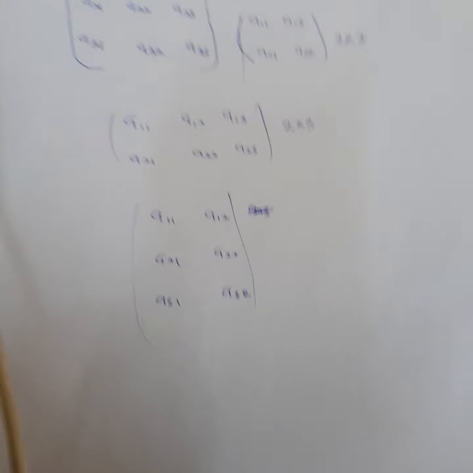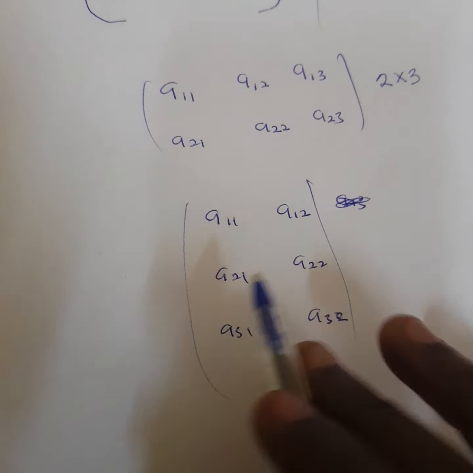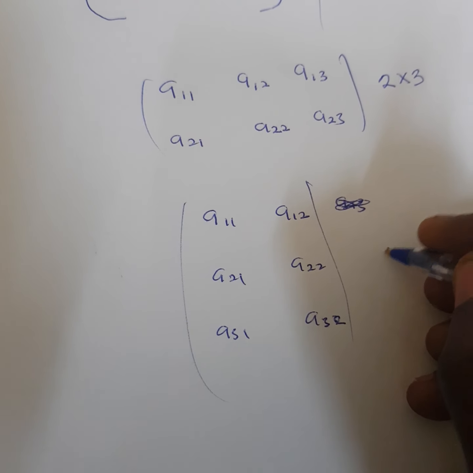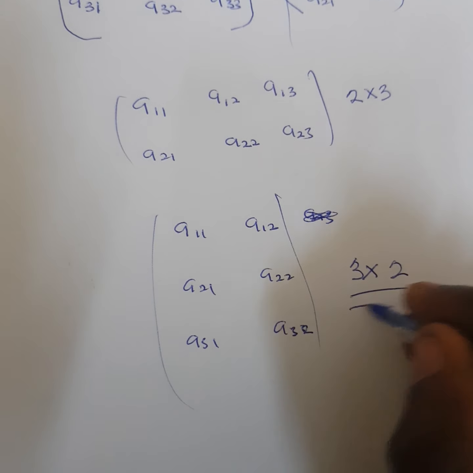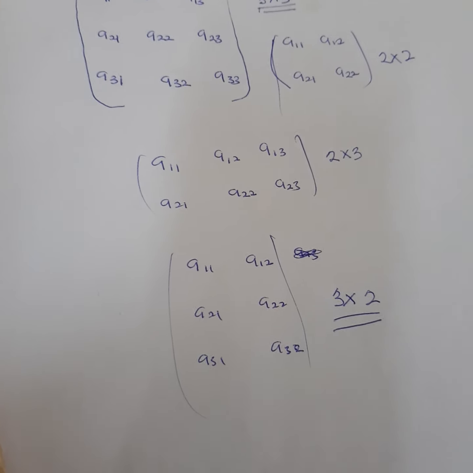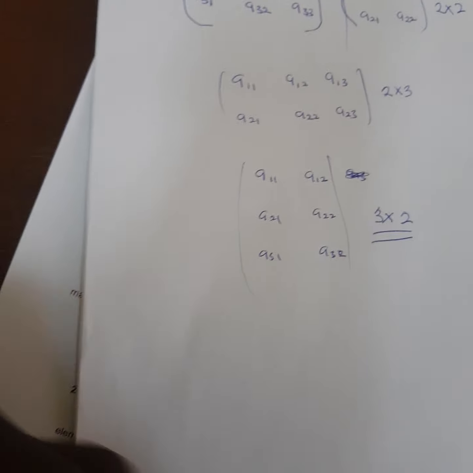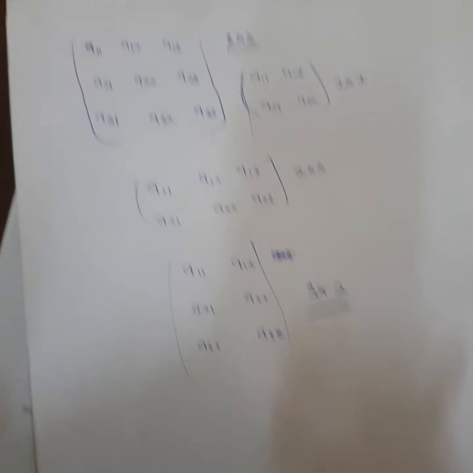This matrix will be called a 3 by 2 matrix. So this is just to teach us how to pronounce matrices, so that when we are pronouncing it, you wouldn't be confused about what we are saying.